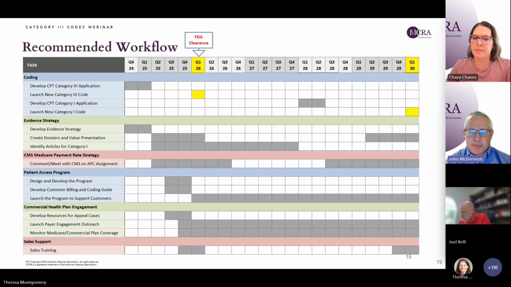So that's a sample workflow. It's more than just getting the code. It's getting the code and then having the infrastructure in place to ensure that you're continuing to drive utilization and adoption on the payer side as well as on the provider side. Okay, next slide.